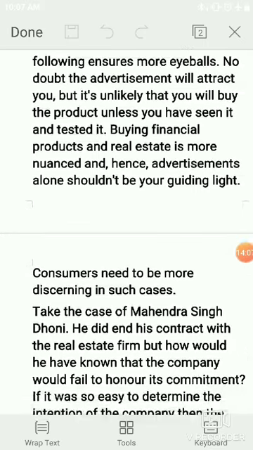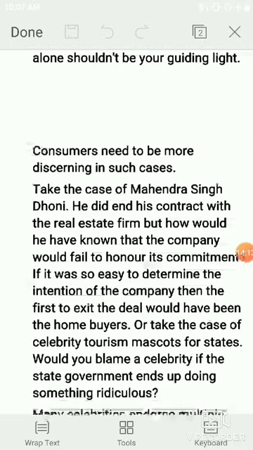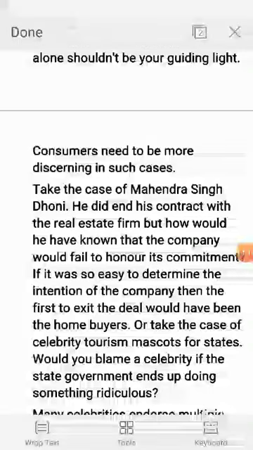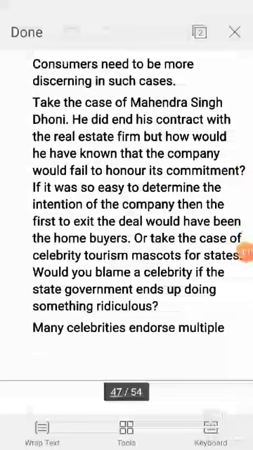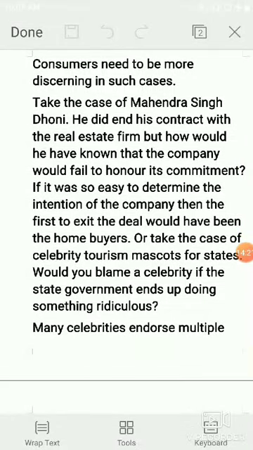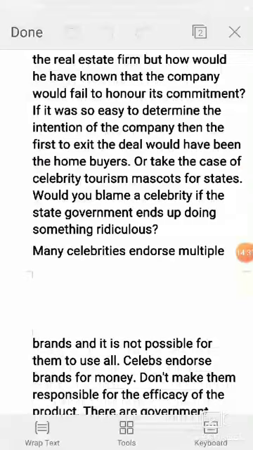Buying a financial product and real estate is more nuanced, and hence advertisement alone shouldn't be your guiding light. Consumers need to be more discerning in such cases. Take the case of Mahendra Singh Dhoni. He did end his contract with a real estate firm, but how would he have known that the company would fail to honor its commitment? If it was so easy to determine the intention of the company, then the first to exit the deal would have been the home's buyers.